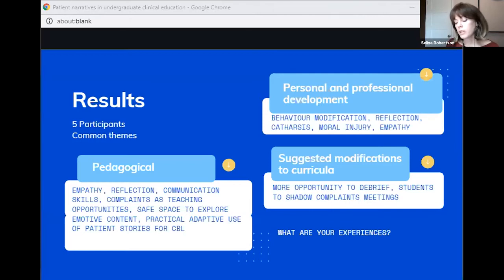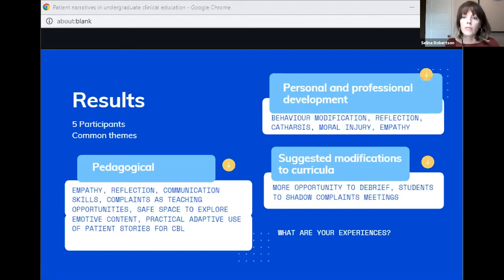So thinking about these educators in their personal and professional development, they said that for them, patient narratives have been a gateway to thinking about things such as behaviour modification, informing their own reflective practice, a sense of catharsis, a sense of exploring their own moral injury, and again, empathy. So this does come up quite a lot.